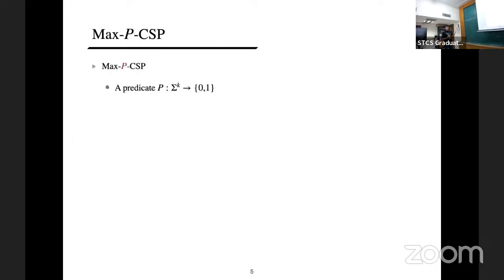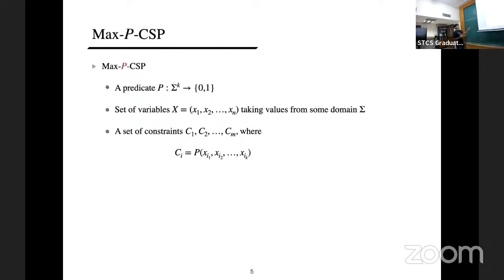So let me define the Max-CSP problem in general. We are given a predicate, which is just a map from assignments in sigma to k, to 0 or 1. Sigma is an alphabet. Think of sigma as some finite alphabet, say of size 2, and k is also finite, some constant number. And this map just gives you the set of satisfying assignments. And we have a set of variables taking values from the domain sigma. Abstractly, I can define each constraint as this predicate applied to a tuple of k variables. So each constraint looks like this.